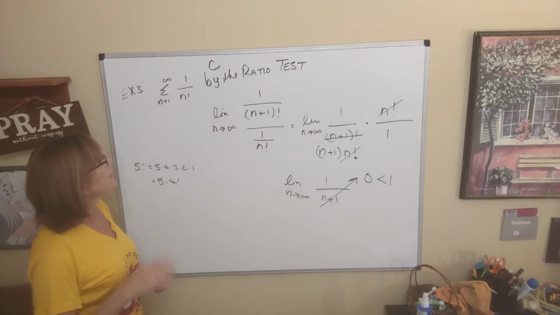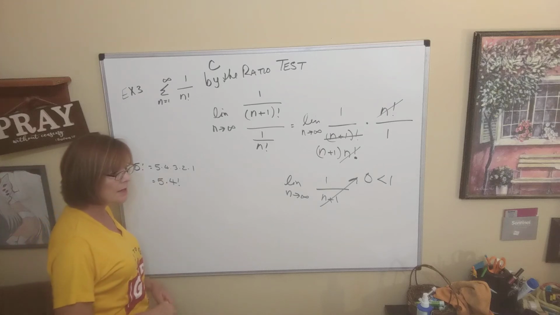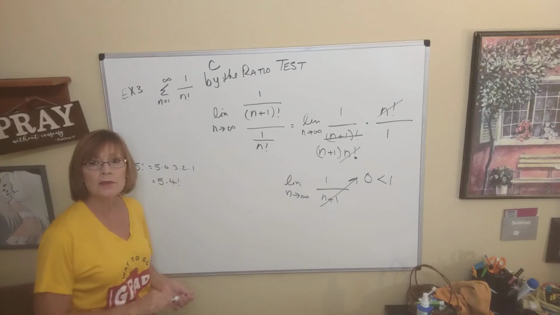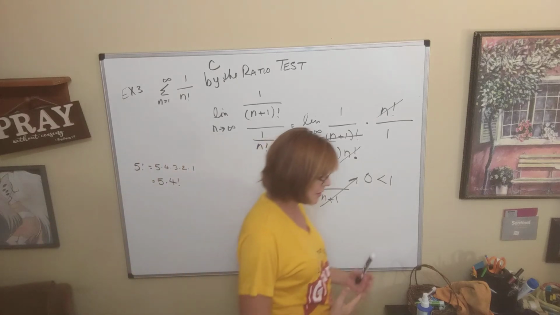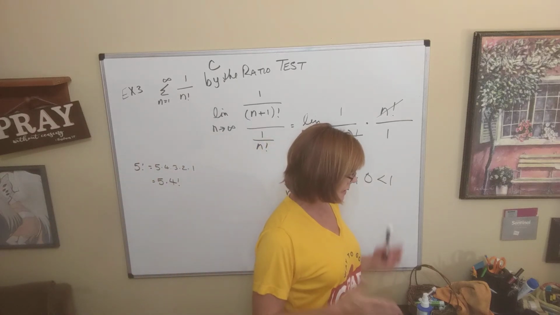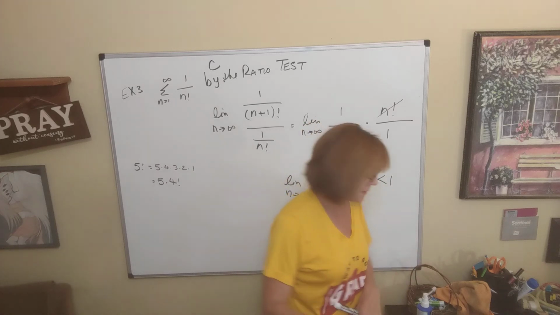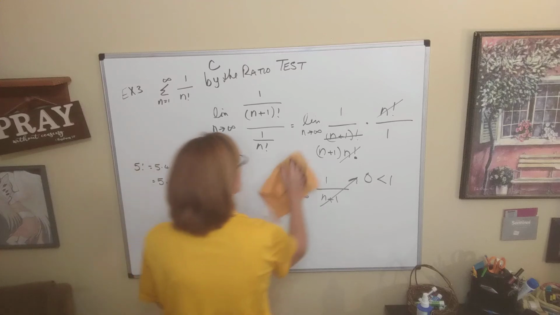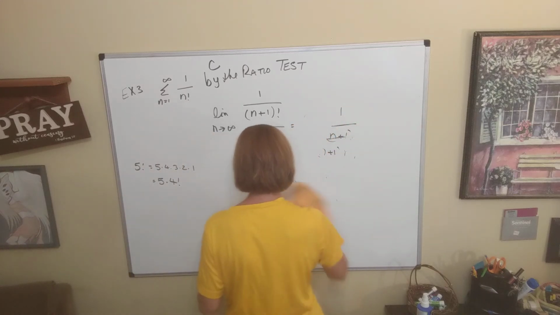Okay, and now we're going to learn another little test called the root test, which is handy to use when you have something raised to an nth power. It's similar. The root test says you take the limit of the nth root of the absolute value of a sub n and see what happens. So it looks like this.